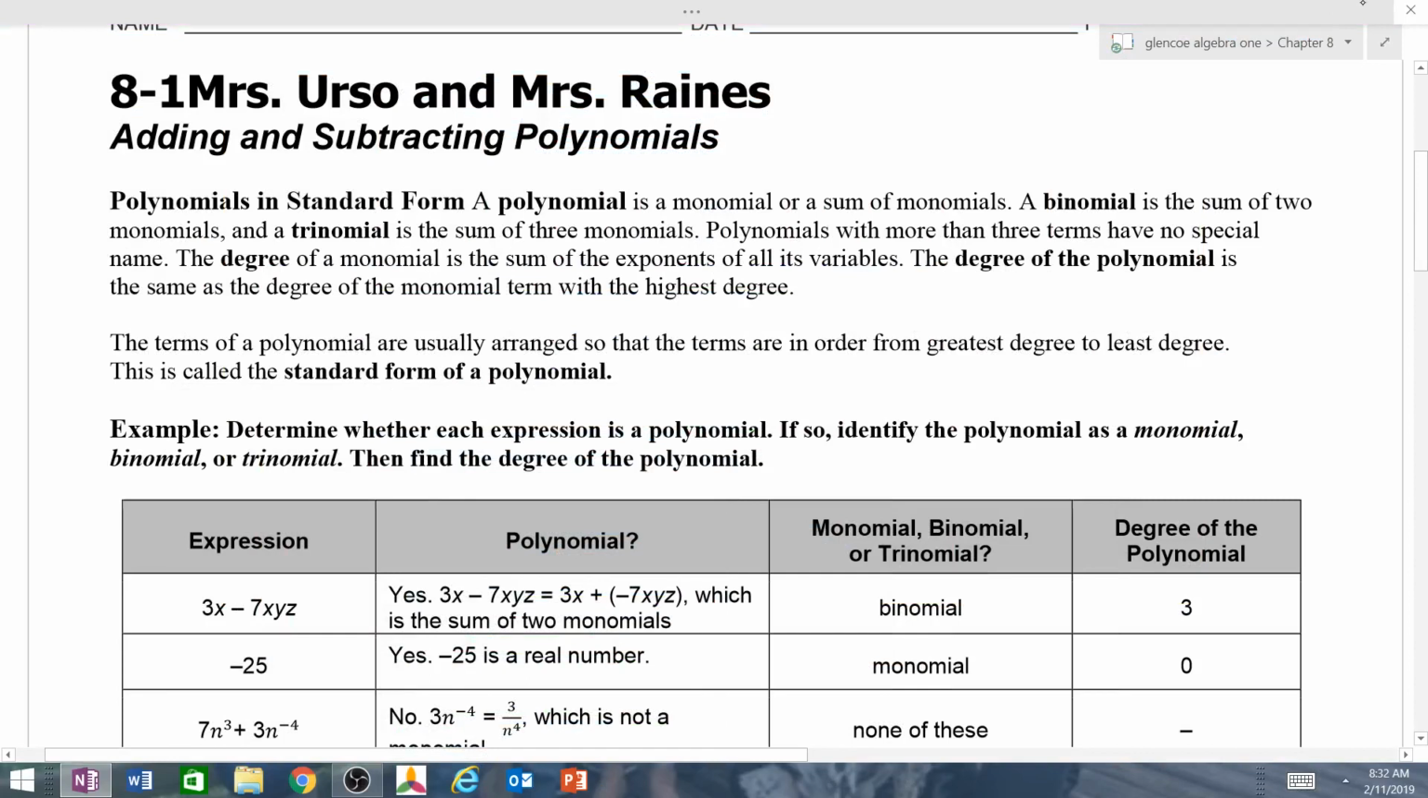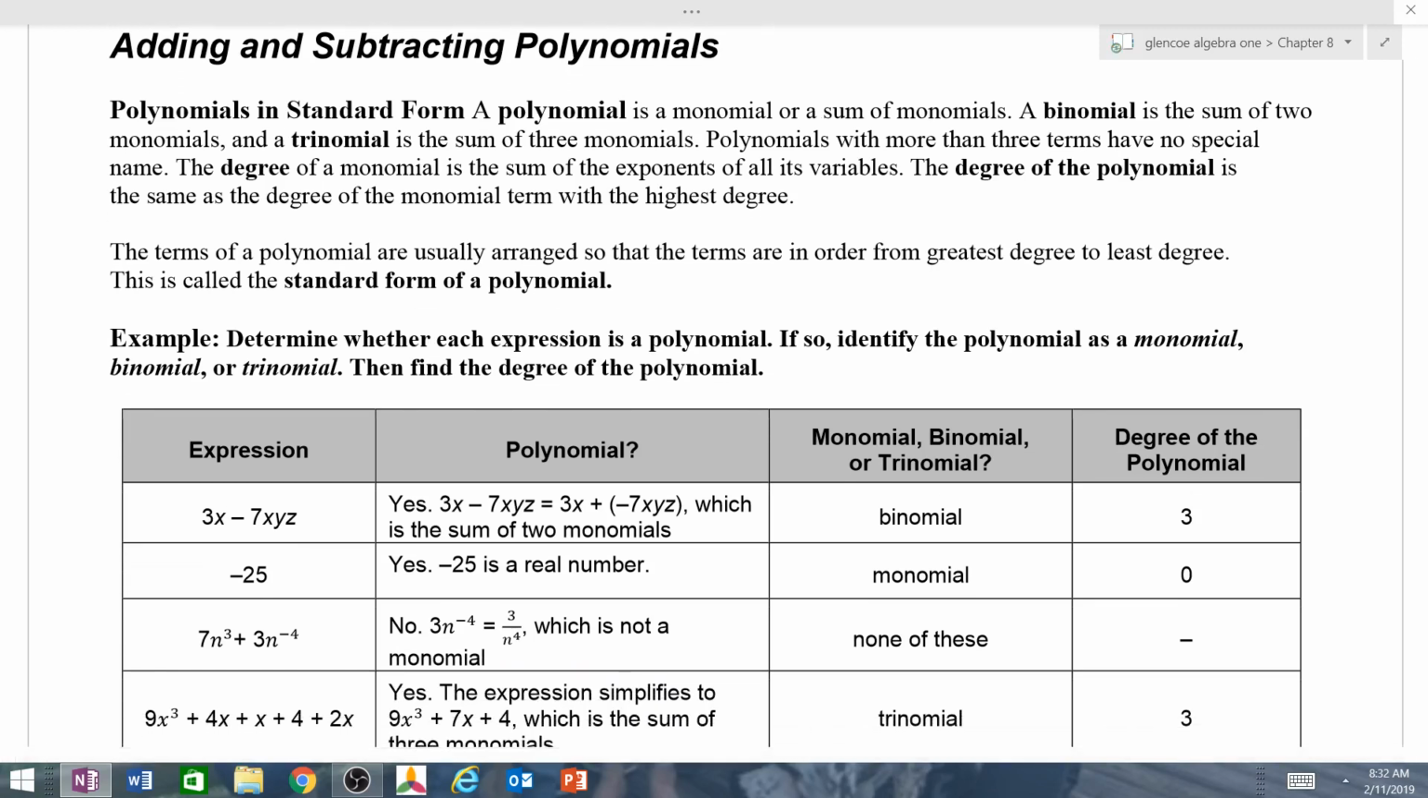This is 8.1, adding and subtracting polynomials with none other than Mrs. Urso. Yes, I'm in rare form today, so those of you who are listening online, just stand by because we are going to have some fun.